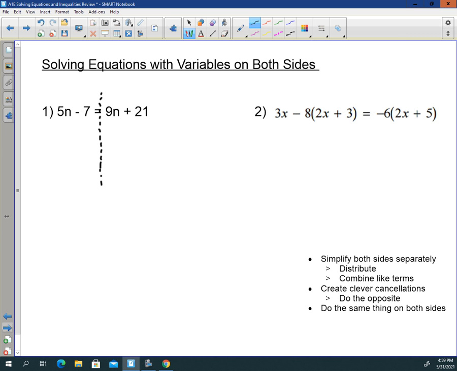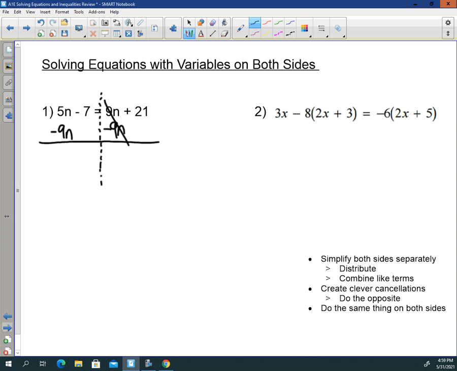Now at this point, I could subtract 5n from both sides. That would be fine. I could add 7 to both sides. I could subtract 9n from both sides, and I could subtract 21 from both sides. All of those are great first steps. I'm going to subtract 9n from both sides. I just like to get rid of the variable that's on the right side. I'm going to line that up with my variable on the left. These cancel, which is exactly why I did it.